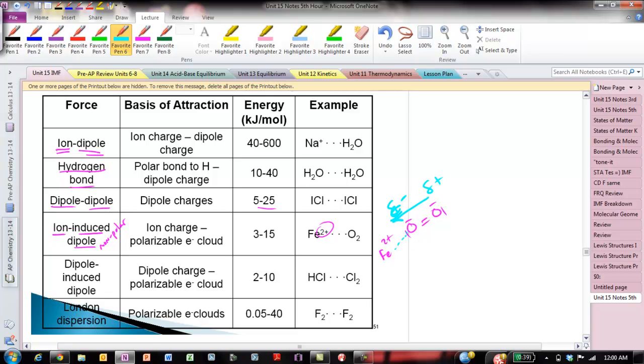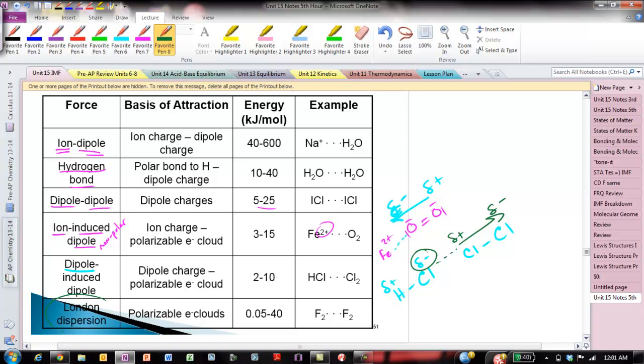So it's about those sticking together. And then we got dipole-induced dipole, so something that's polar, like HCl, which we know that side's negative and that side's positive. If it's sitting next to Cl2, well, that's nonpolar, but that negative right here is going to force the electrons to go away from it, leaving that partially positive and that partially negative. And now those are attracted to each other.